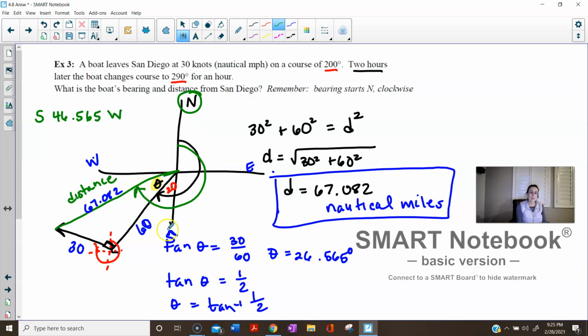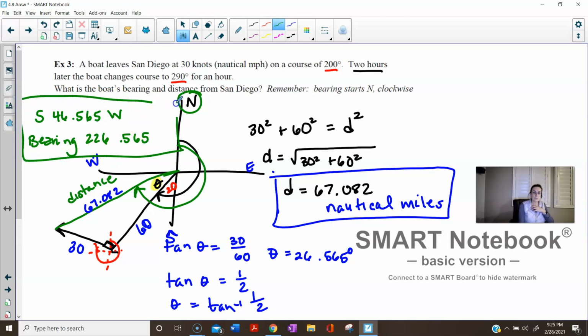Or if you want to do the bearing just starting from the north and going all the way around to here, then you would take 200 degrees and add theta. So if you take the 26 and add 200 to it, it has a bearing. And when you say bearing, your bearings always start north and then go all the way around in a clockwise direction. So the bearing is 226.565 degrees. All right, so two different ways to write the bearing.